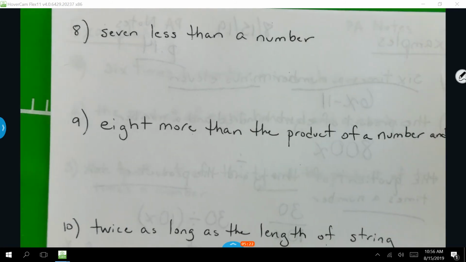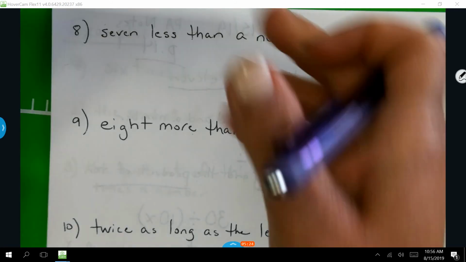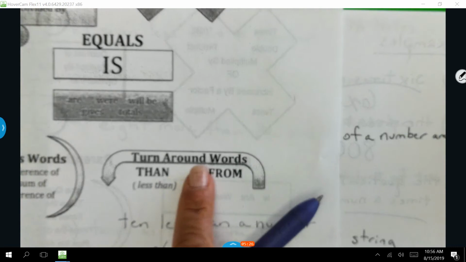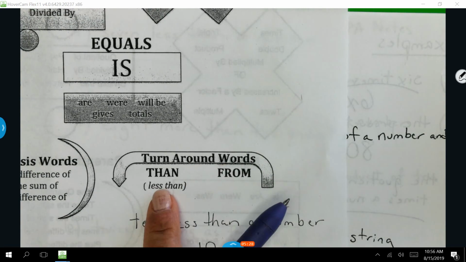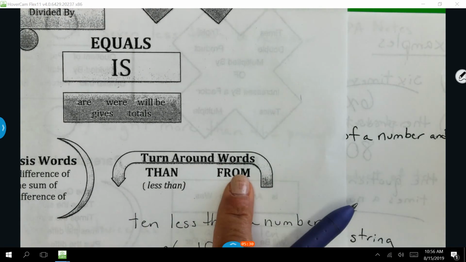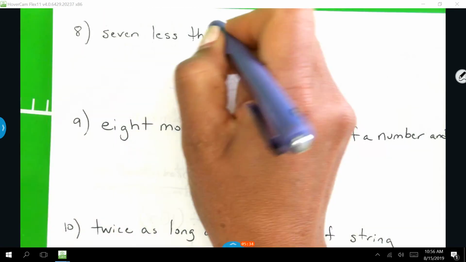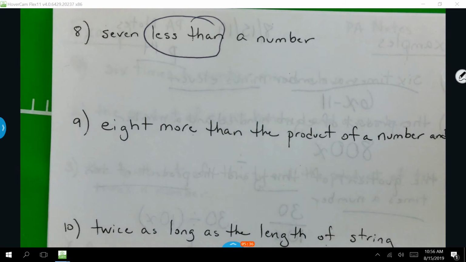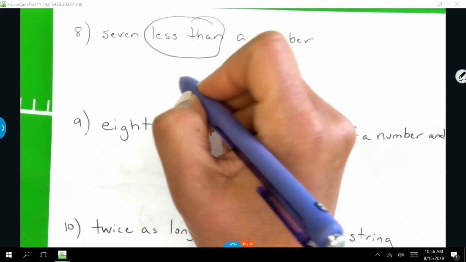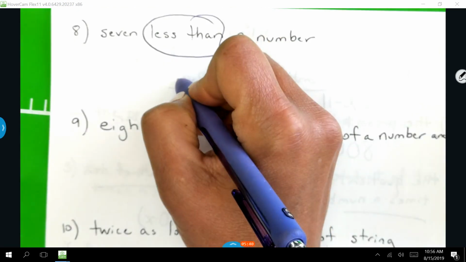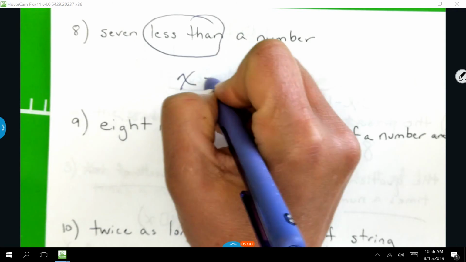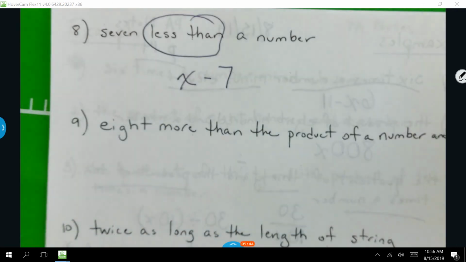7 less than a number. Ooh, turn around words. Less than or just than and from indicate that you put that last. So we're going to circle that so it stands out. 7 less than a number is really what then? X minus 7, or whatever your choice of variable is.